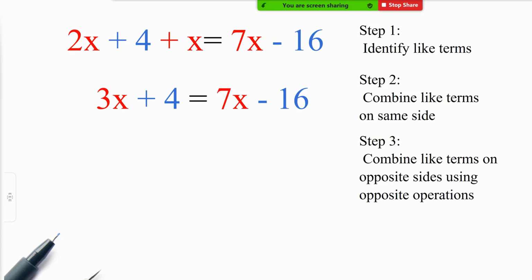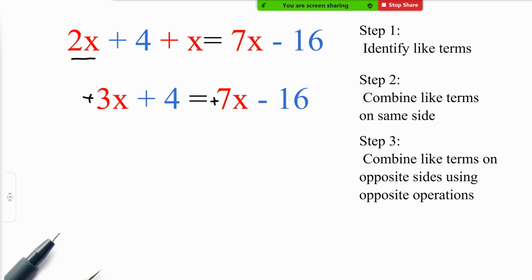Step number 3. I am going to combine like terms on opposite sides using opposite operations. See, before I did same side, same operation. But now I have opposite sides. See, here's the equal sign. I've got to jump the bridge, okay? And when I'm going across the equal sign, I have to do the opposite. Now, as a point of strategy, I need to think, these are both positive. The opposite of positive is negative. That means that the opposite of add is subtract.